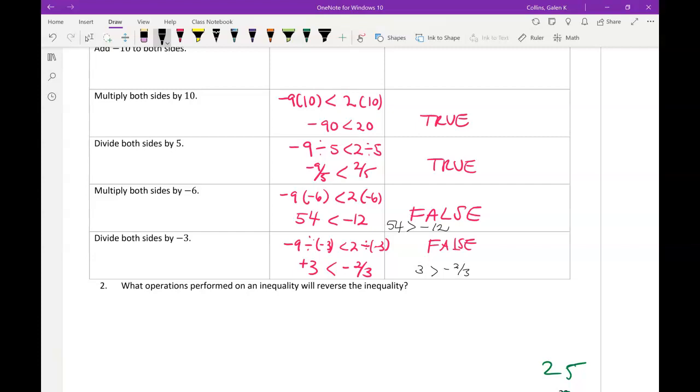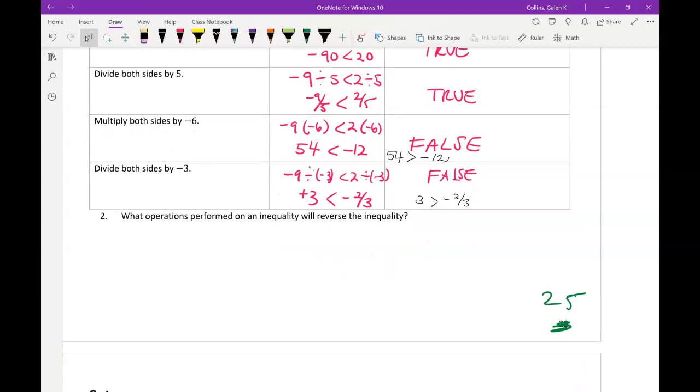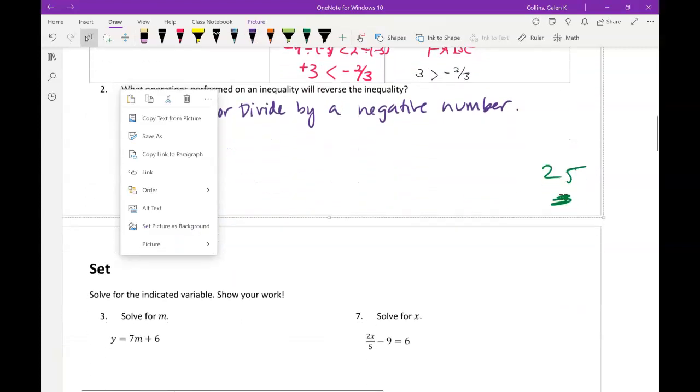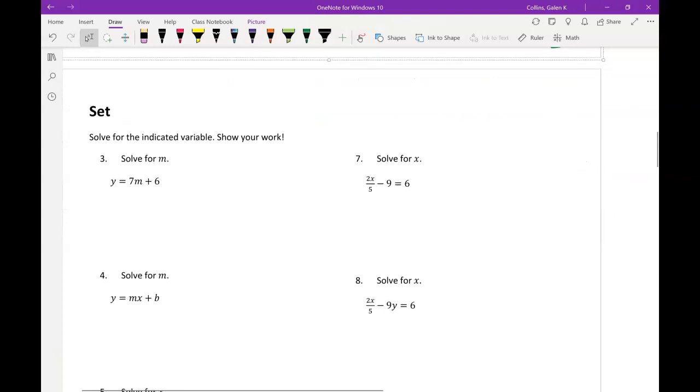So what operations performed on an inequality will reverse the inequality? Hopefully you noticed and or remembered from middle school that is when we either multiply or we divide by specifically a negative number. Anytime we do this, we will have to change the inequality symbol. And when we do like our day 4 work, we're gonna talk a bit about some other ways we could solve inequalities that might make it a little bit easier. All right, that's it for the Ready section.